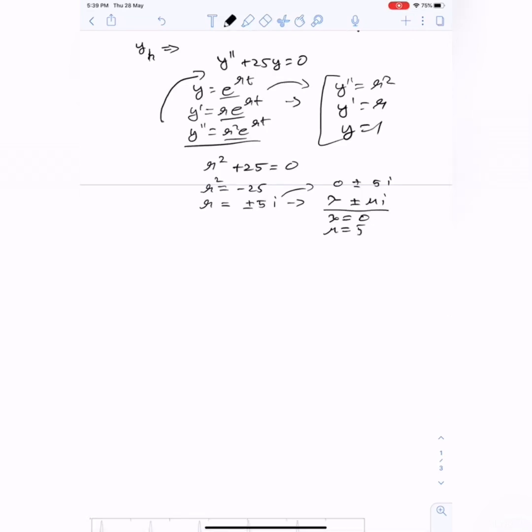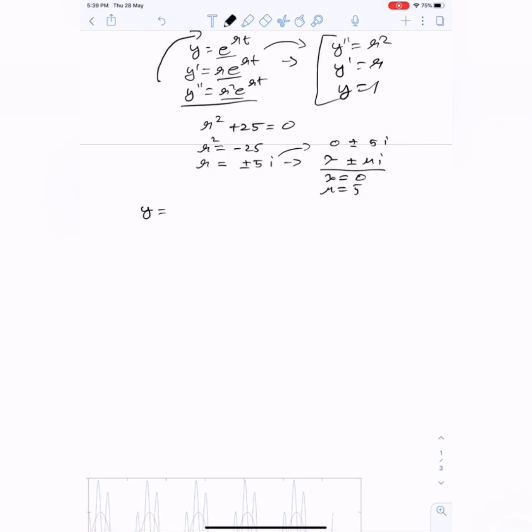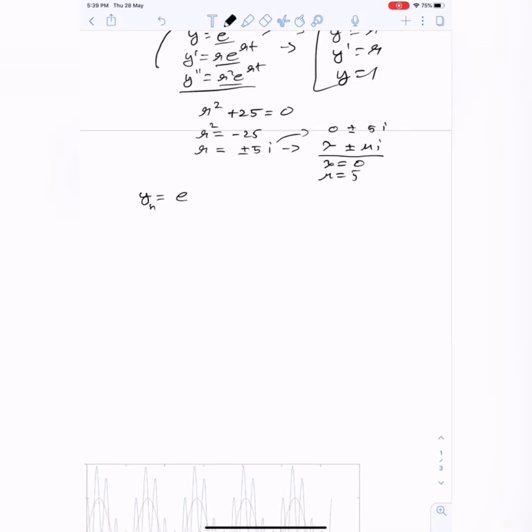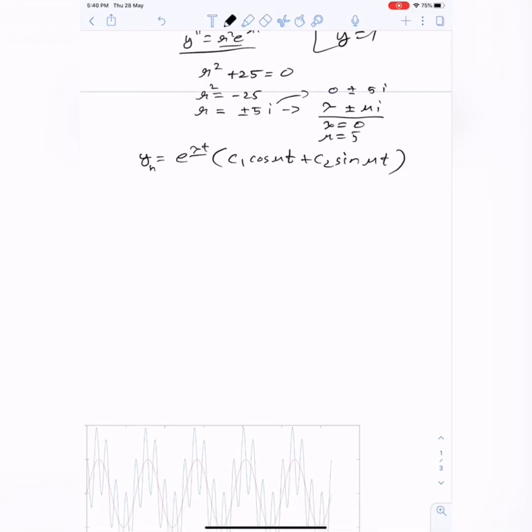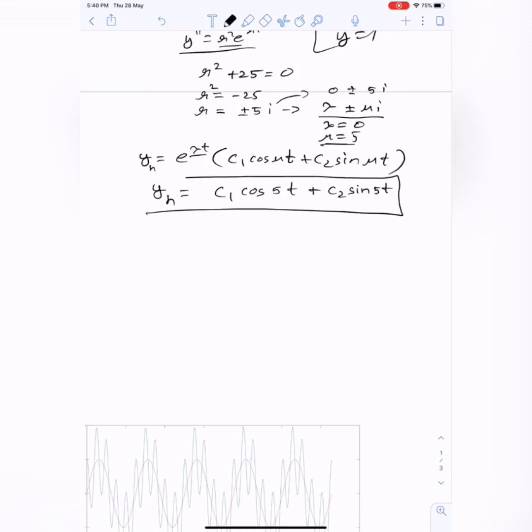Since our roots are of this form, our general solution, our homogeneous part, would assume the form e to the power lambda t times c1 cos mu t plus c2 sine mu t. Y is a function of time always. We know lambda is equal to 0 and mu is equal to 5. So let's substitute here. y h will be equal to c1 cos 5t plus c2 sine 5t. So we have found our homogeneous part.